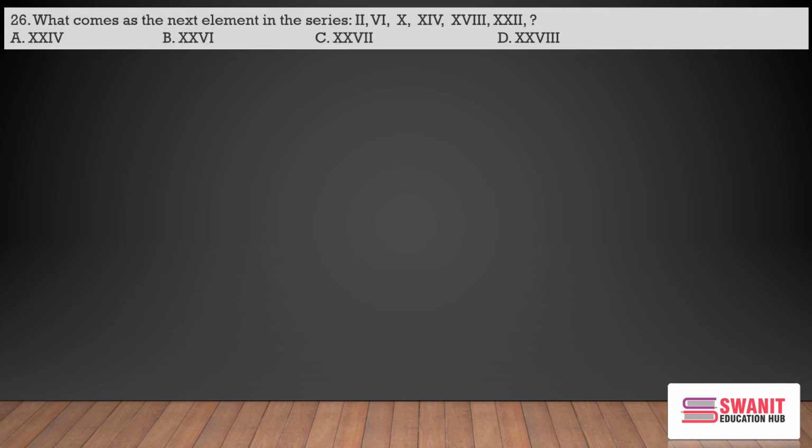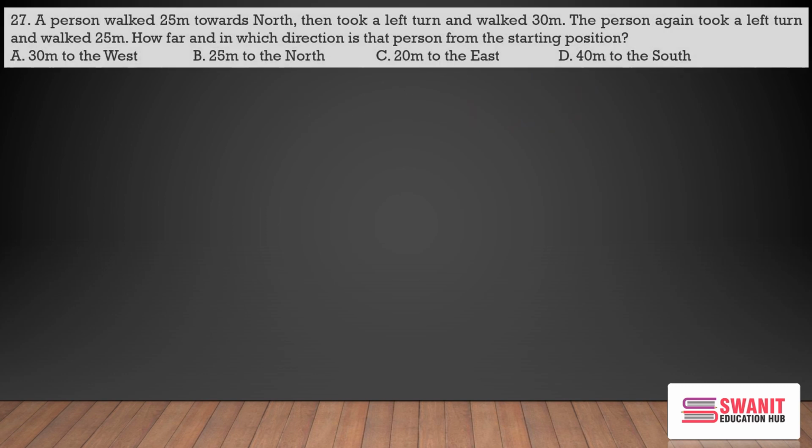Another question: what comes as the next element in the series? Now there's a Roman alphabet series. The first one is 2, next one is 6, third one is 10, fourth one is 14, then 18, then 22. So if we look at the difference, there is an equal difference of 4 in between. So when we are talking about the next number, it should be 26. How do we write 26? We can look at the options and see that option number B is my answer. Another question on your screen.